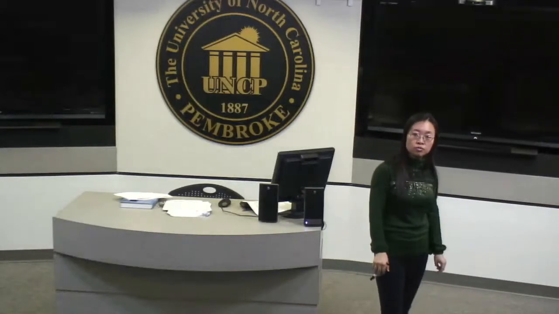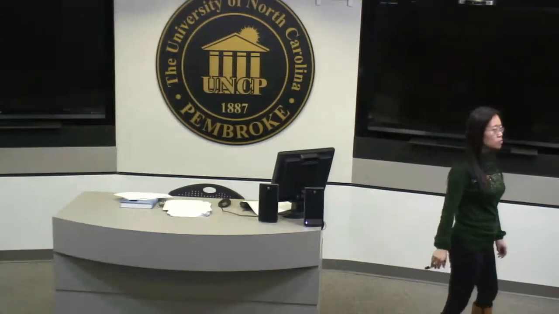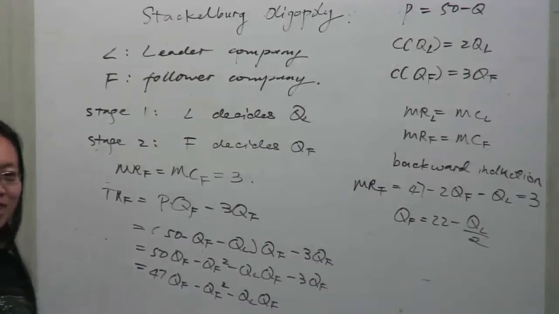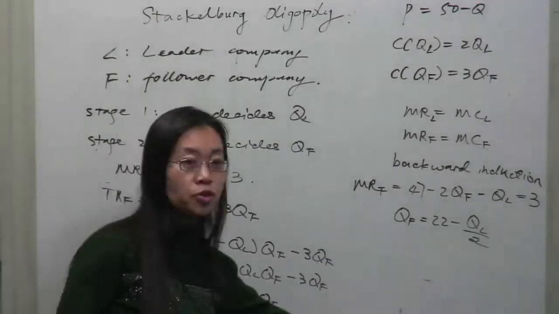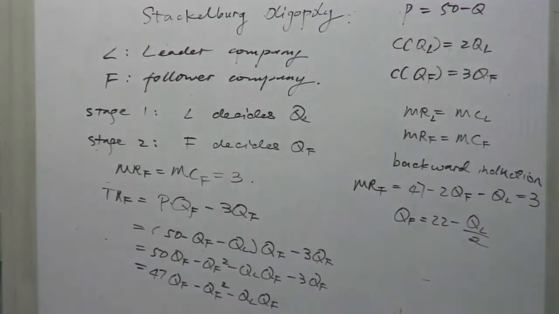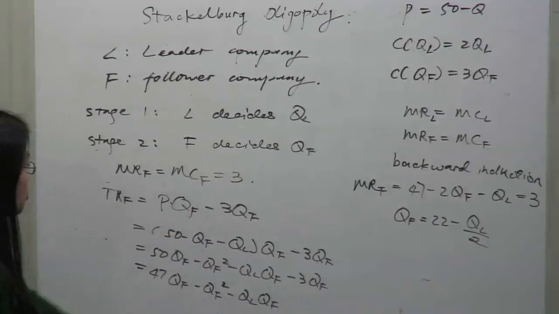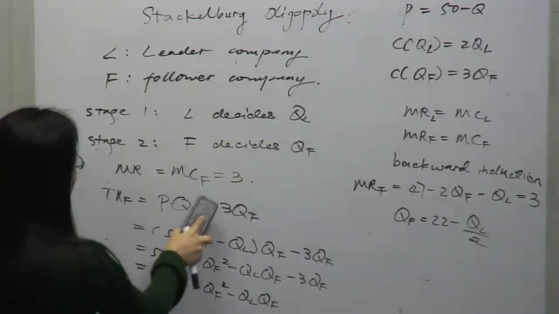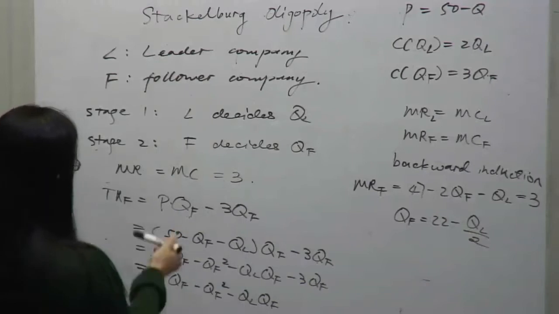You have a question, Patrick? I was going to say, do you substitute that one into QL to find out? Yes, that's what we're going to do. QL is always going to produce more than QF, right? At equilibrium, it should be more. Alright, so I'm going to erase this part here.